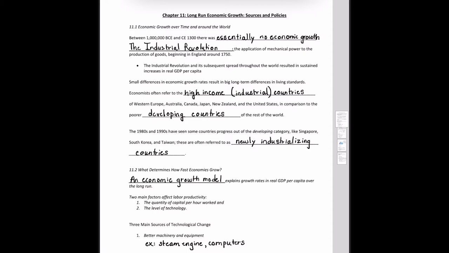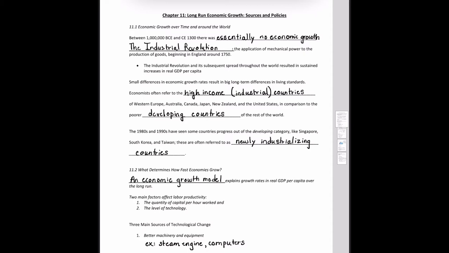So let's first talk about economic growth around the world. Economist Bradford DeLong estimated that in 1 million BCE, our ancestors had a GDP per capita of approximately $150. And in CE 1300, the world GDP per capita was still around $150. So there was no sustained economic growth before the Middle Ages. Essentially, we saw stagnant growth over that period of time.